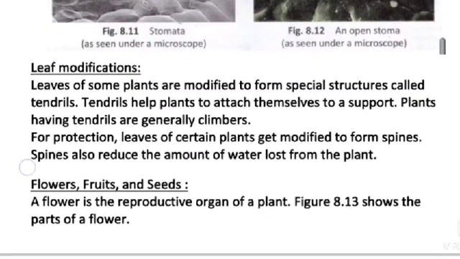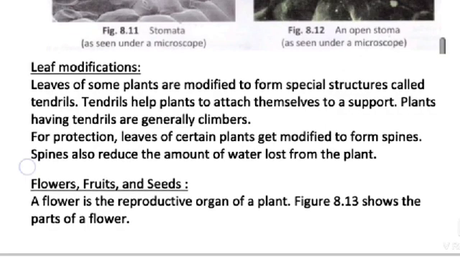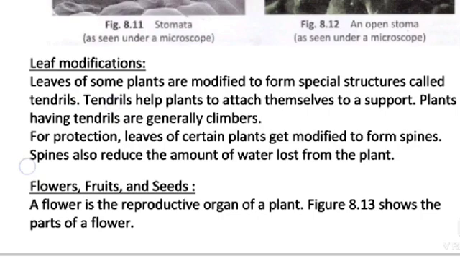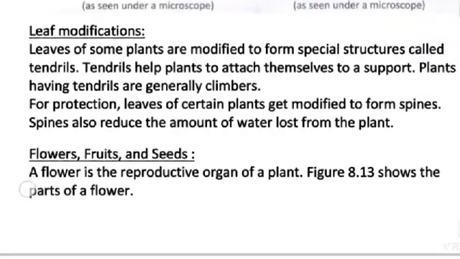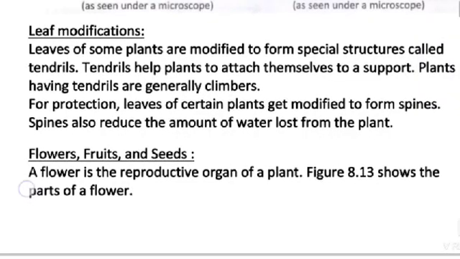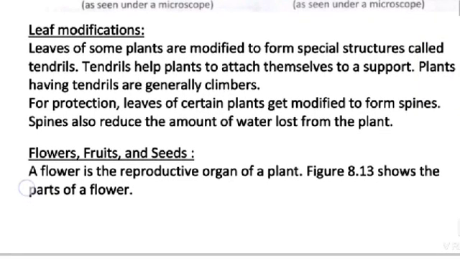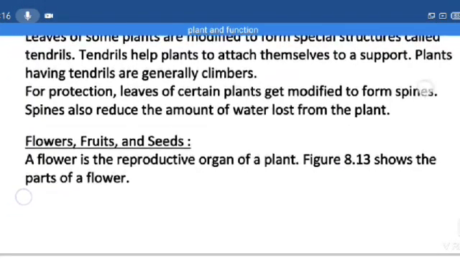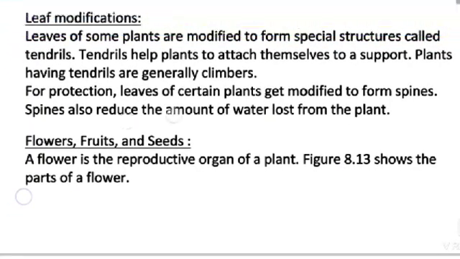Leaf modification. The leaves of some plants are modified to form special structures called tendrils. Tendrils help plants to attach themselves to a support. Plants having tendrils are generally climbers. For protection, leaves of certain plants get modified to form spines. Spines also reduce the amount of water loss for the plant.